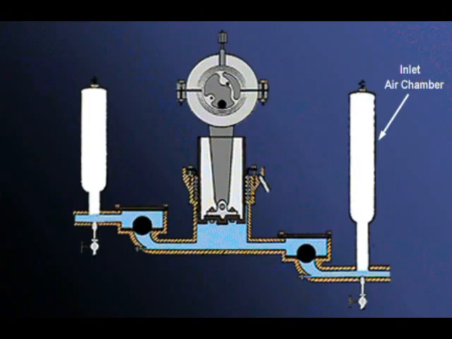It can be controlled by the addition of an air chamber at the inlet as shown. This is the end of the discussion of the plunger positive displacement pump.